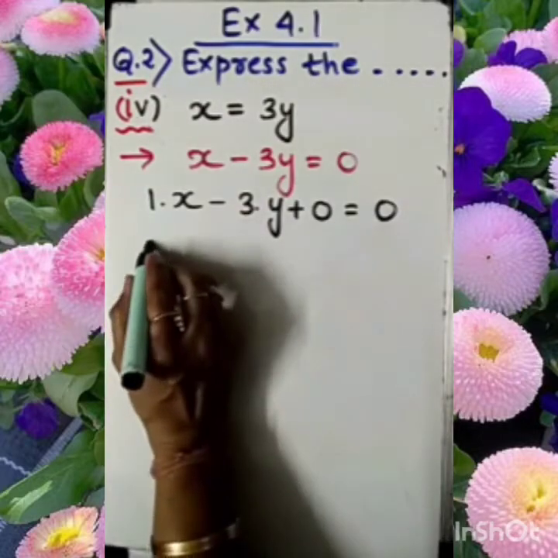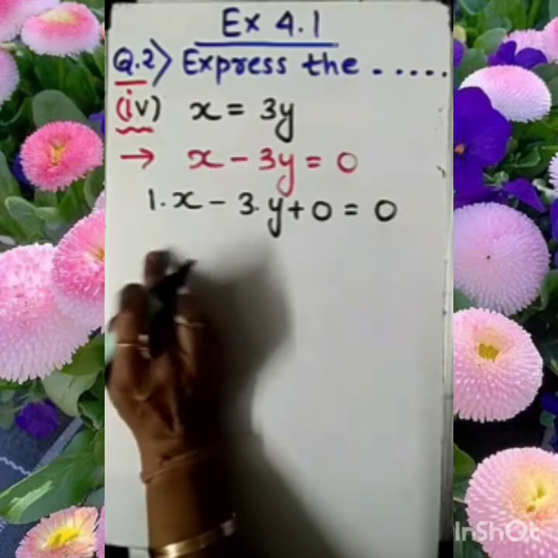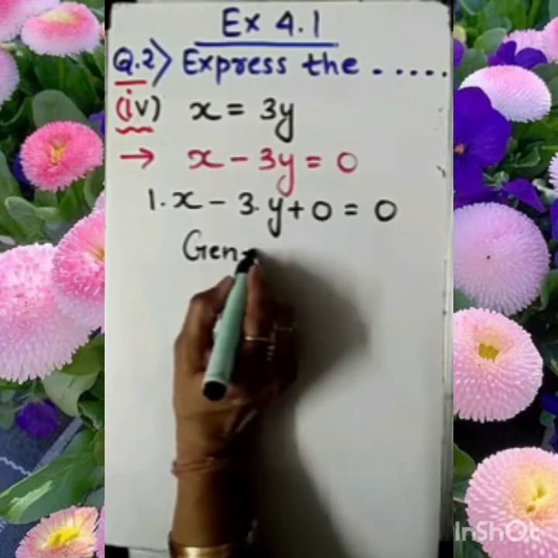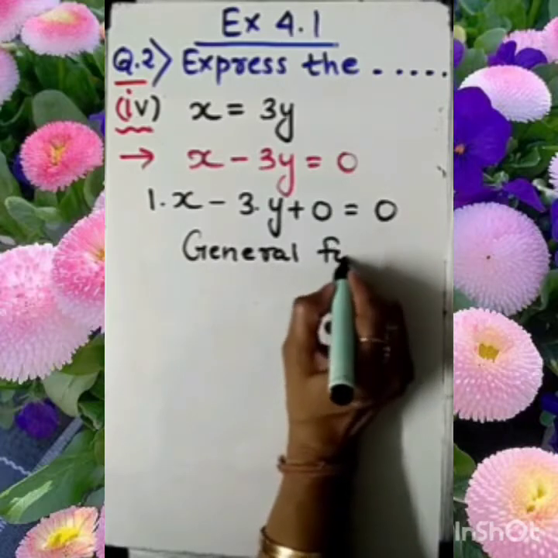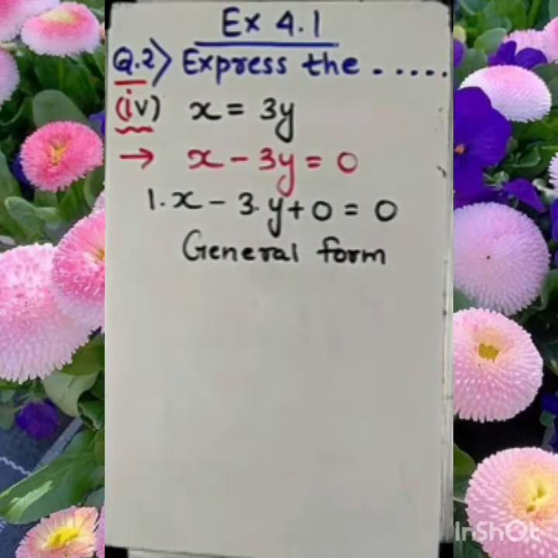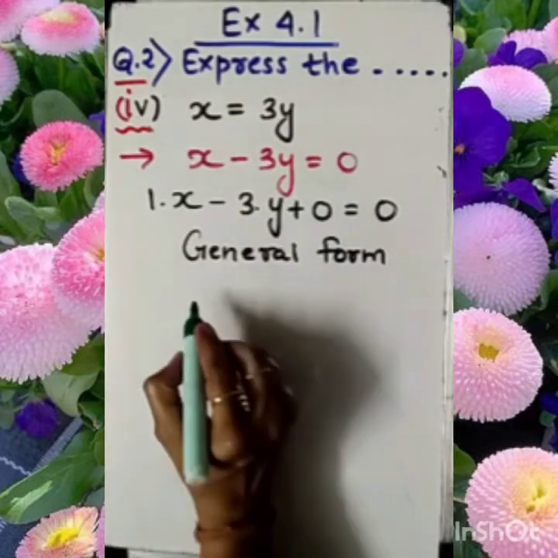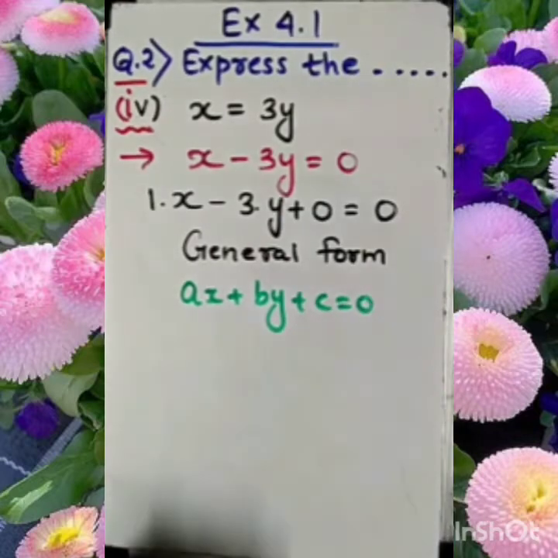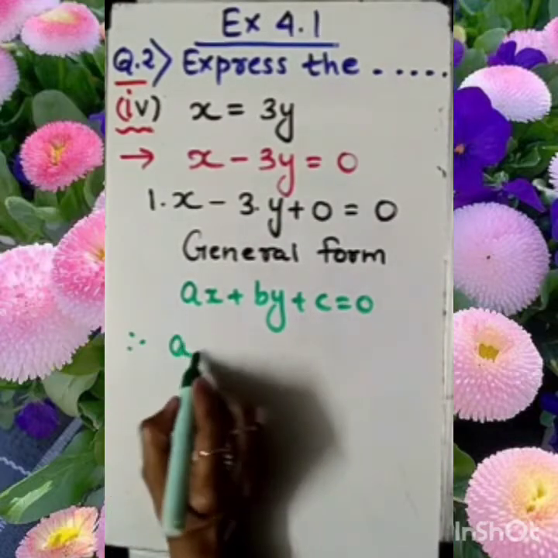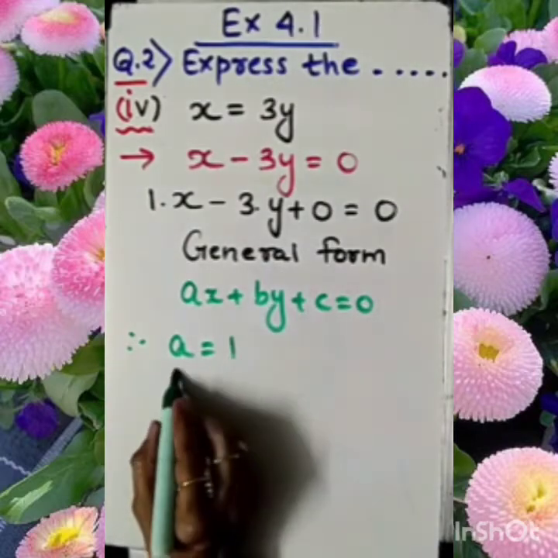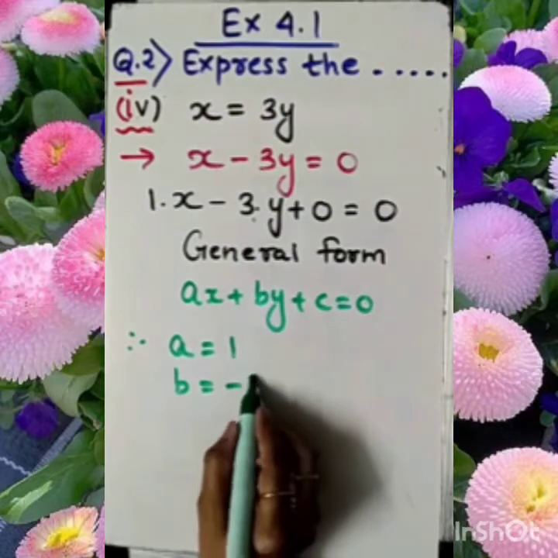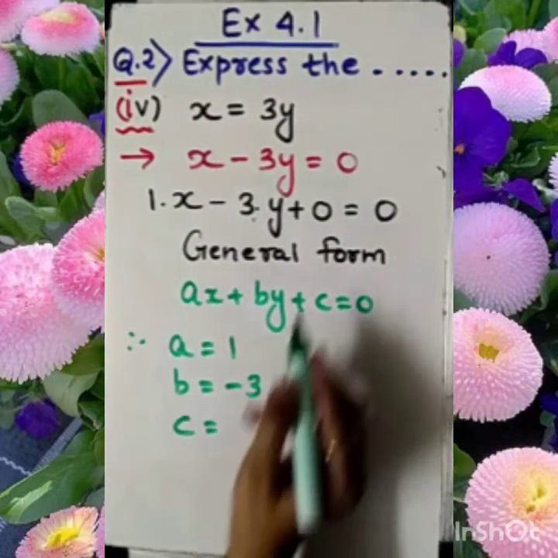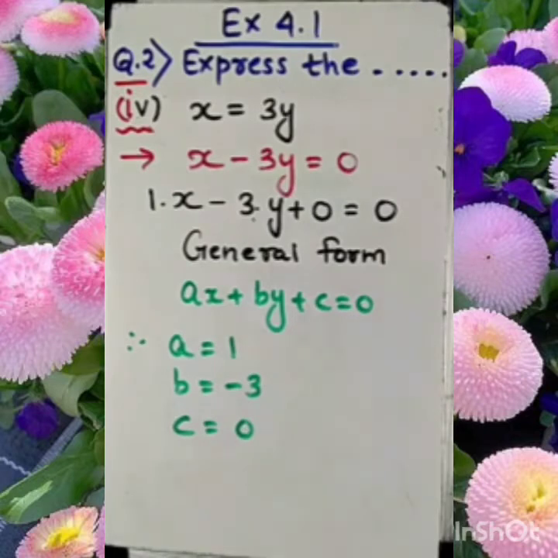So my dear student, if we compare now general form, okay, let's note down the general form. What is the general form? The general form is ax plus by plus c equal to 0. Therefore, what is a? A will be 1. What is b? B will be minus 3. What will be c? Of course, c will be 0. So, sometimes you can find some terms are missing. So, nothing to worry about.